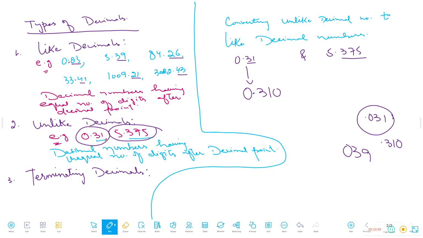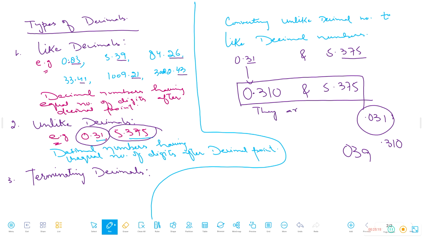Now 0.310 and this number 5.375. Both these numbers, which were initially unlike, are now like decimals. Now I will take one more example here.